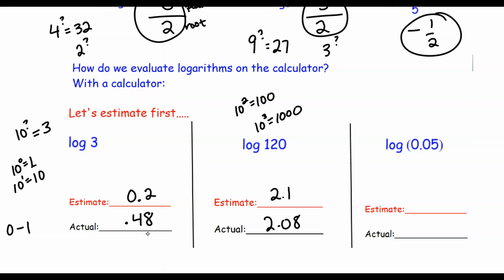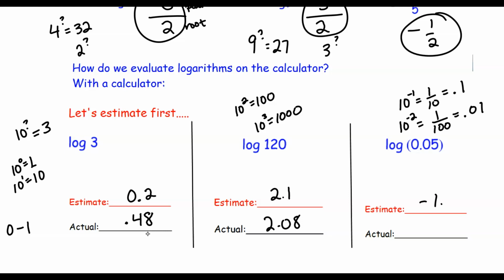Okay, so log of 0.05. So 10 to the negative 1 power is 1/10 or 0.1. 10 to the negative 2 power would be 1/100th, which is 0.01. So 0.05 falls between those, and 0.05 is closer to 1/100th. So some number between -1 and -2, but closer to -2.